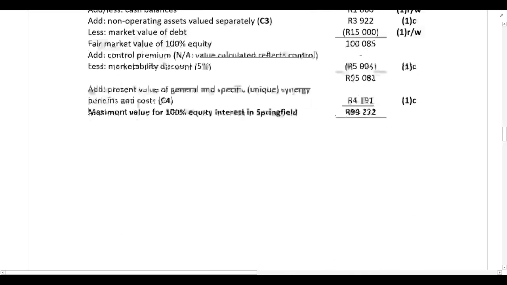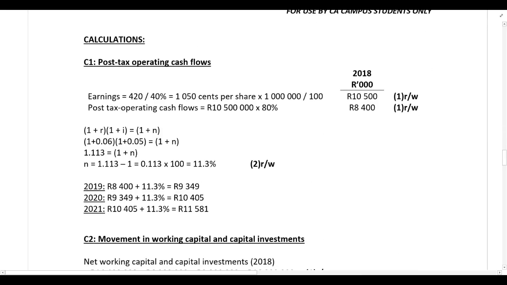So guys, let's just jump to that calculation. If we want to calculate the earnings for Springfield, you were given the dividend that they paid in 2018, and you were also given the dividend payout ratio. So you can calculate their earnings per share using that information, and you can prove it. If that's the earnings per share and they have a dividend payout ratio of 40%, meaning they always pay out 40% of their earnings as a dividend, then the dividend will be 420 cents. So using that information, you can work backwards and calculate earnings per share because you have the dividend per share.